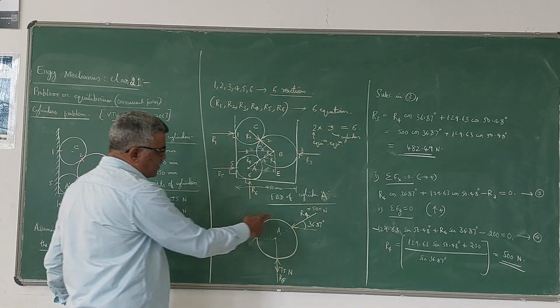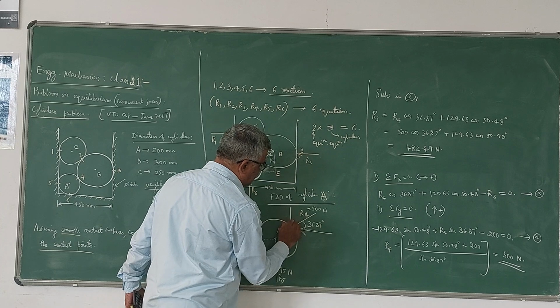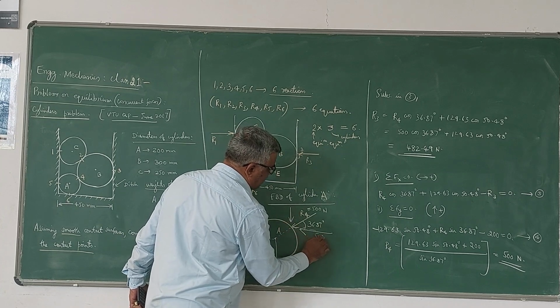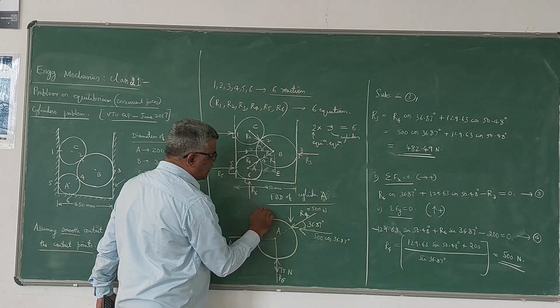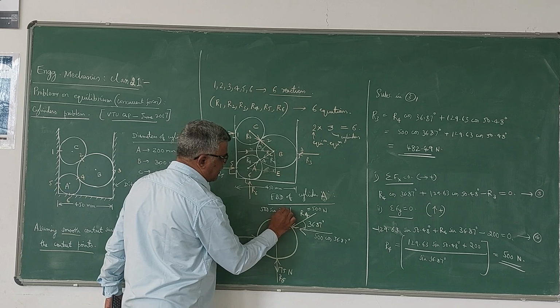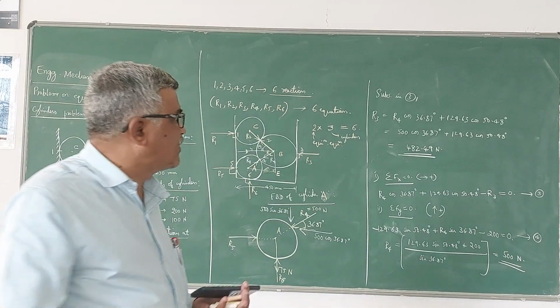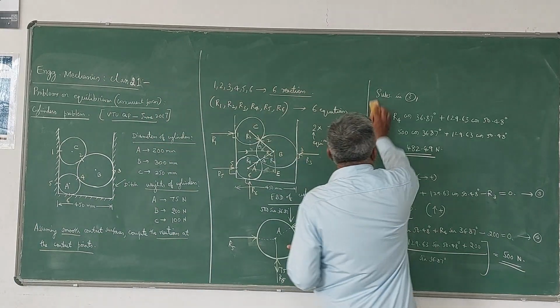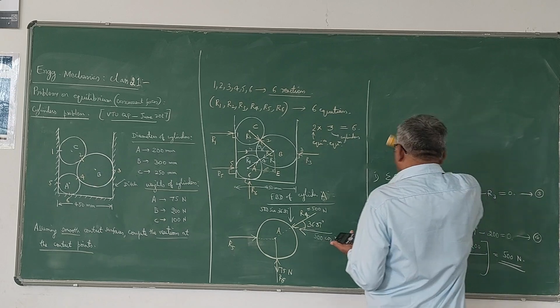So only we have to resolve this R4. If you resolve that, horizontal will be like this, vertical will be like this. 500 cos 36.87. This is 500 sin 36.87. Now let us write the equations, sigma Fx equals 0 and sigma Fy equals 0 for this cylinder A.